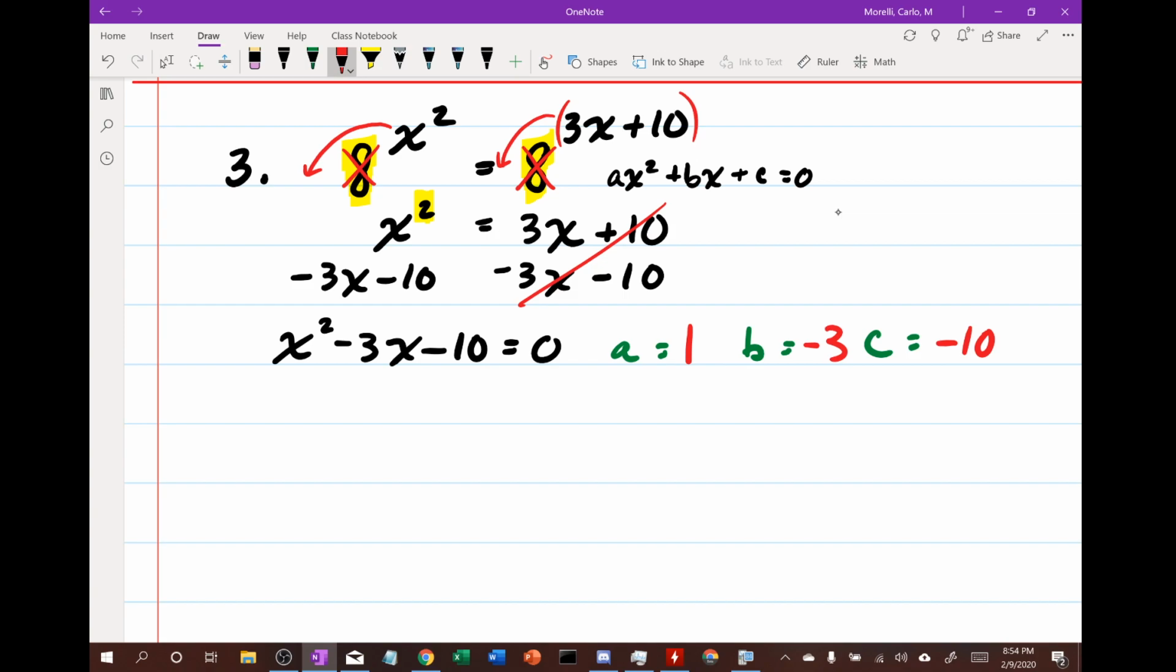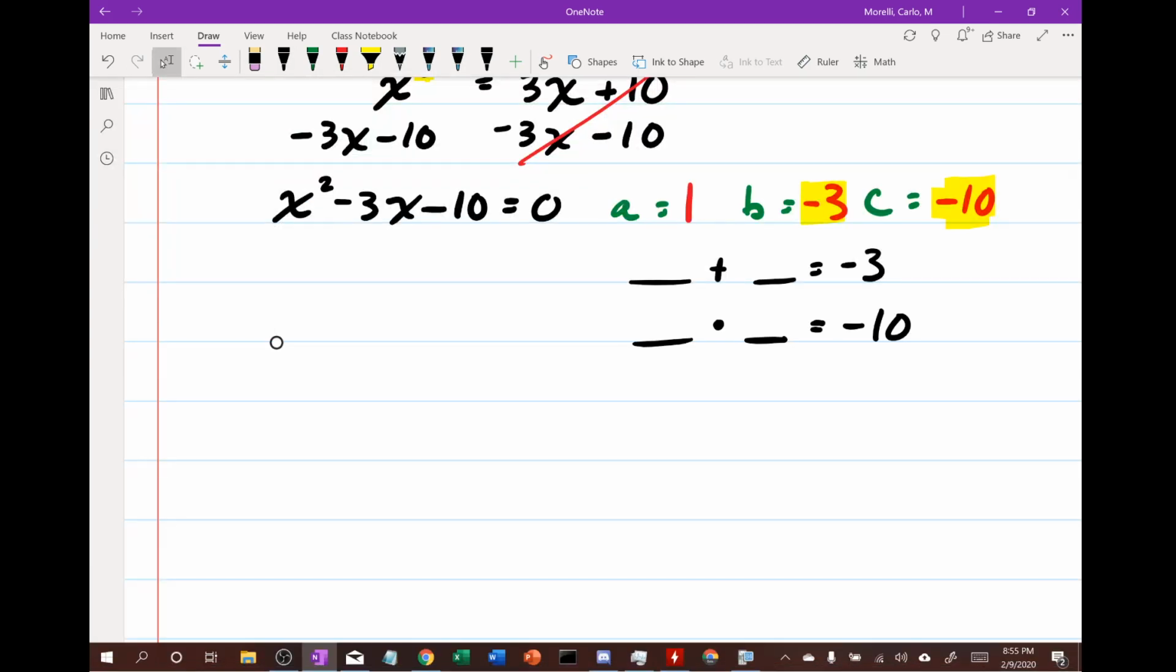All right. Good job. So now we're going to analyze our information here. C is negative, so our factors will be different signs. And B is negative, so the largest factor will be negative. Okay? So what we're going to do now, ladies and gentlemen, is we're going to write our little table. Something plus something equals B, which is -3. And those same two numbers multiply to equal -10, ladies and gentlemen. -5 and 2.